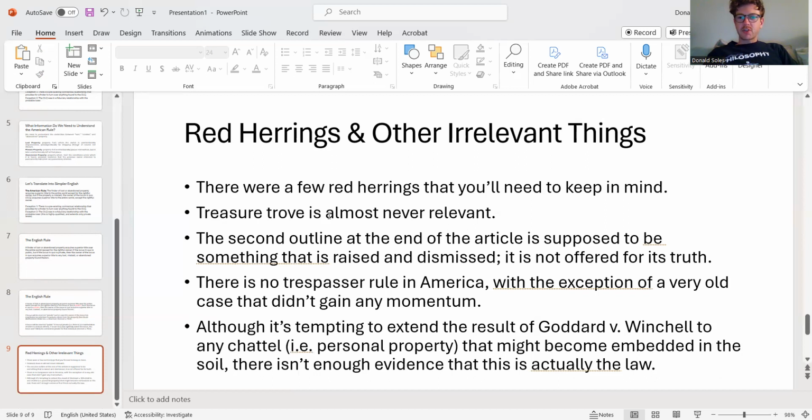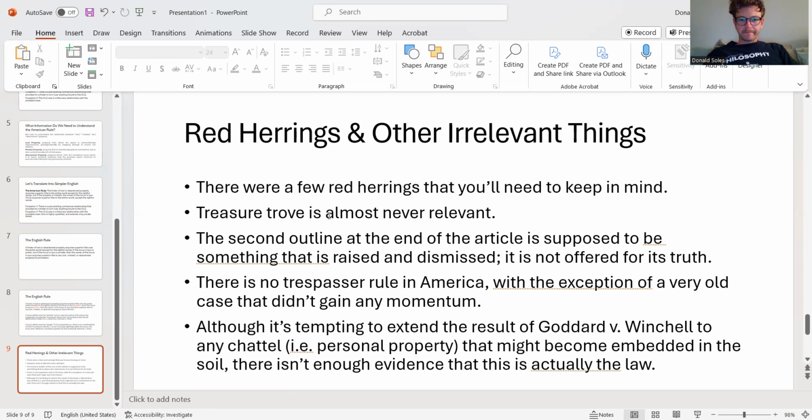We never need to talk about treasure trove, at least not in America. In England, you might need to, because they have rules about the government getting treasure trove. But here in America, we don't care whether something is treasure trove. We don't care about that legal categorization. All we care about is whether it's lost, mislaid, or abandoned.